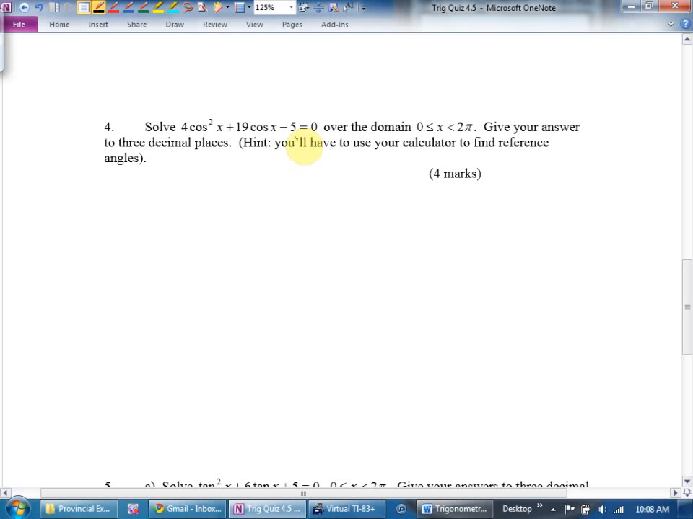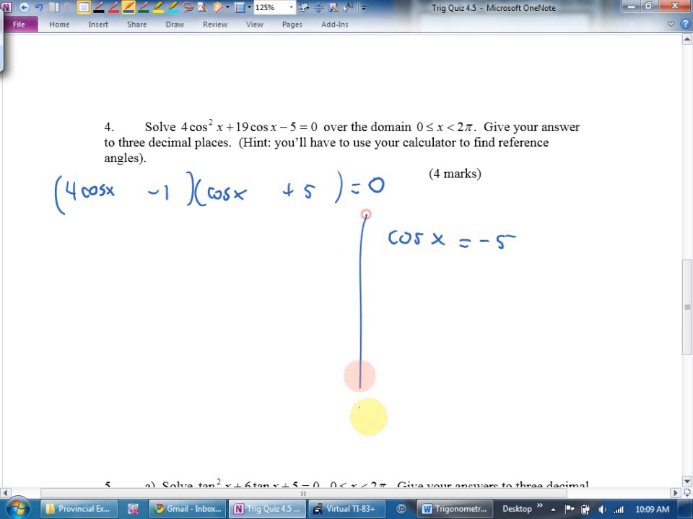How'd you figure that? You just do a gazillion of these, and you start to spot patterns. In fact, I'm 99% sure that it's going to be 4 cos x and 1 cos x. And I think I want to have a positive 5 there and a minus 1 there. And don't forget, always drop down the equals 0. That way you have a full equation. Trust me, you'll make less sloppy mistakes. I get cos x equals negative 5. And I get cos x equals 1/4.